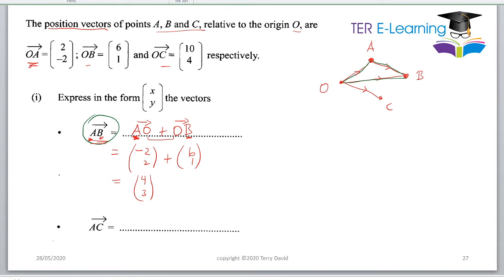So you all double check my answer. Make sure it's correct. It's AO plus OB. AO is in the opposite direction, so all you need to do is put a minus sign in front of OA. So this will become minus 2 and this will become 2. Then we add that to OB, which is 6, 1. So minus 2 plus 6 gives me 4, and then 2 plus 1 gives me 3.